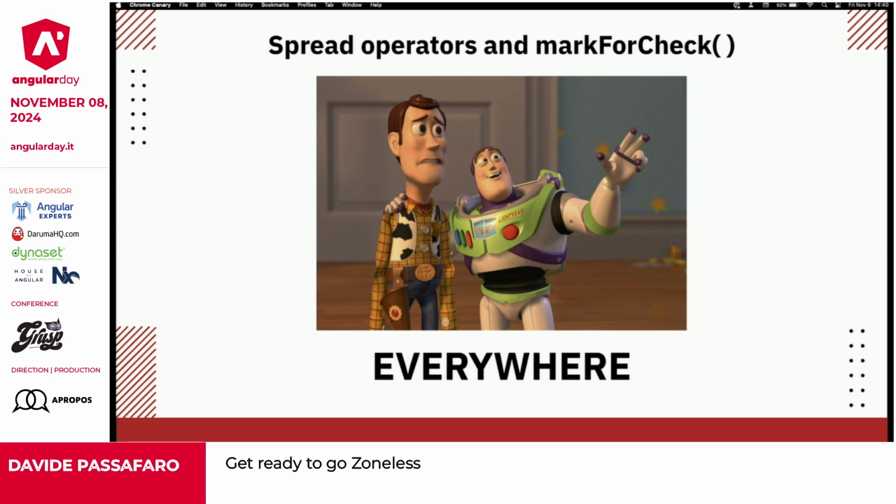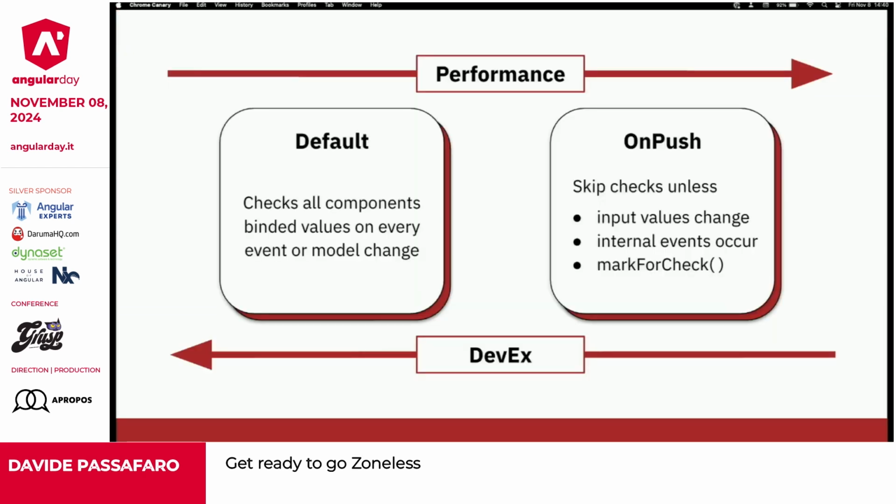No, I'm joking. But yeah, so we can choose between two different ways of change detection. The first one, which is the best from a developer experience point of view, we just update our variables and everything is working automatically. But it's not performant. I mean, it's doing too much. Or we can choose the onPush strategy, which is great, but it requires us to think a lot about what we are doing and to sometimes also markForCheck manually what we want to update.